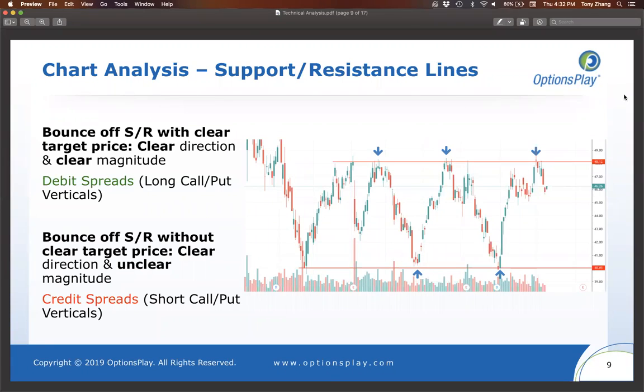So the first one I'm going to cover is basic support or resistance lines. Now, support or resistance lines can be viewed in many different ways. I'm going to start off by talking about horizontal support or resistance lines because they tend to be easier to understand, but there are many variations of support or resistance lines. So starting off with just horizontal support or resistance lines, you can really think of them as floors and ceilings.